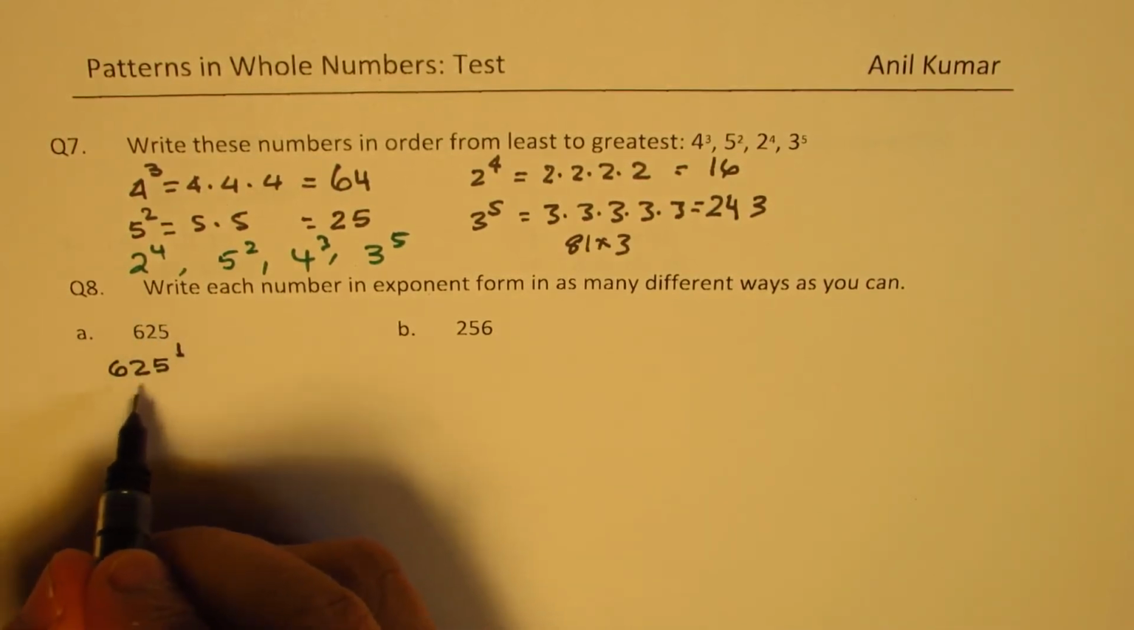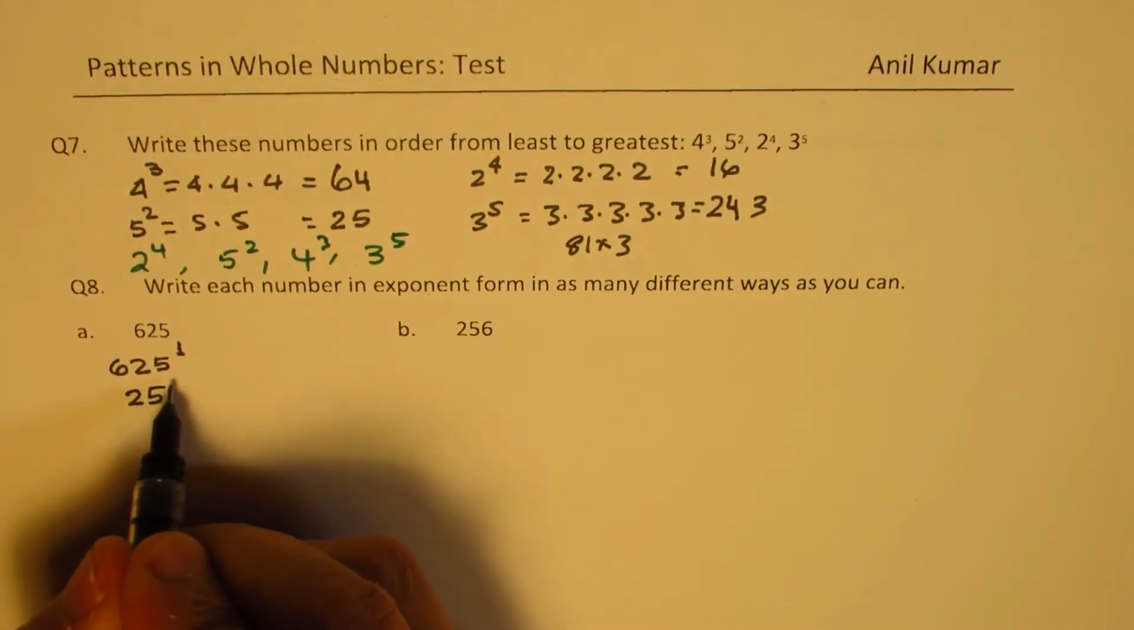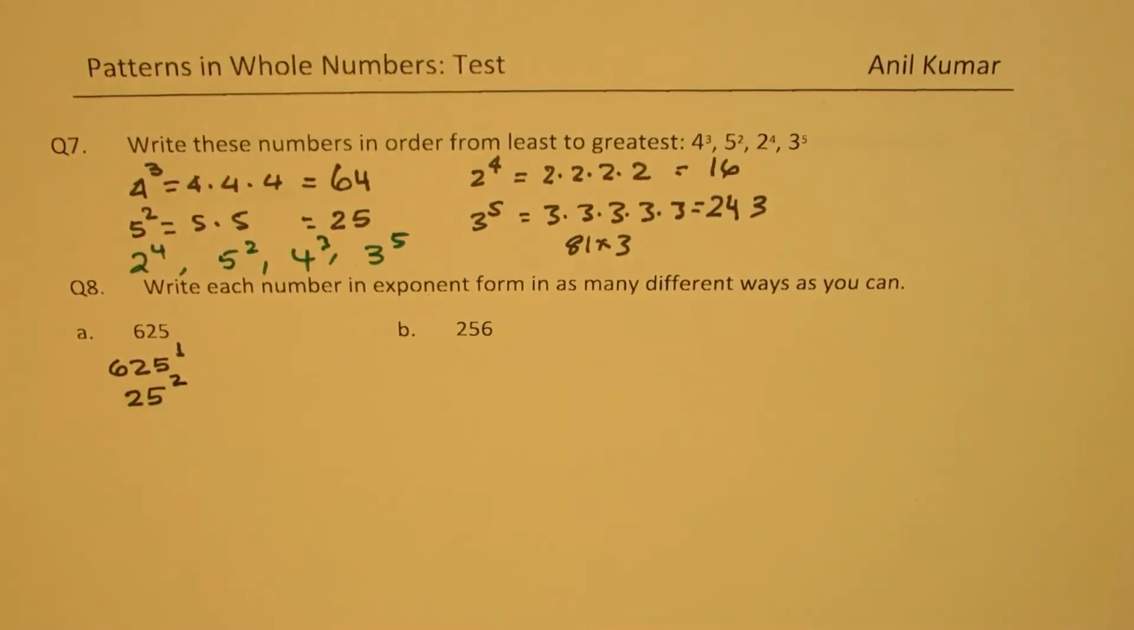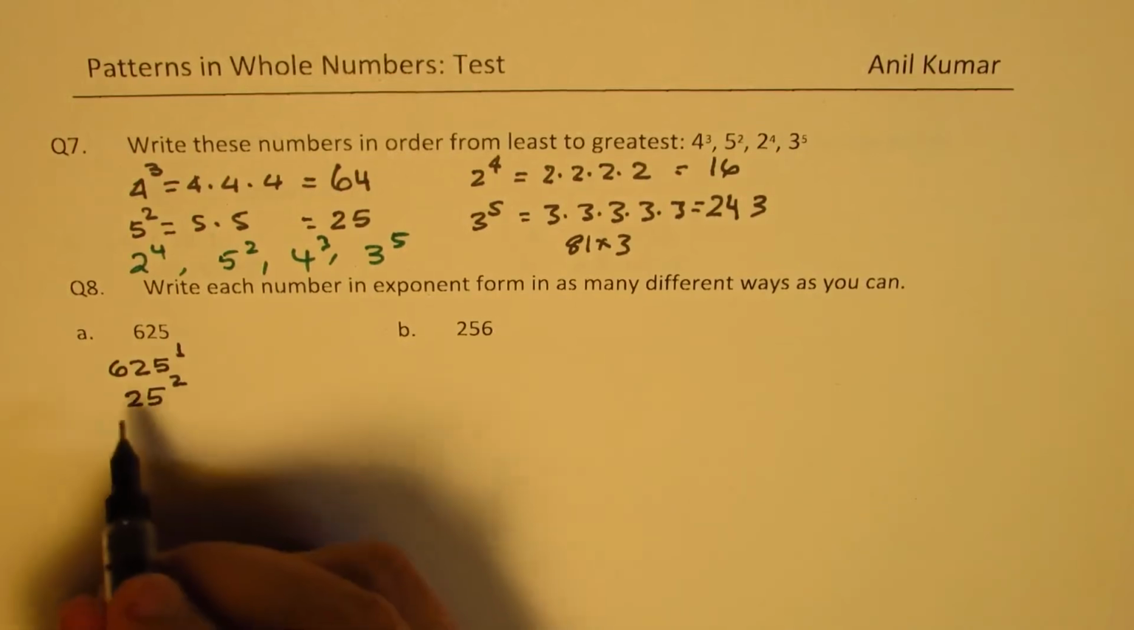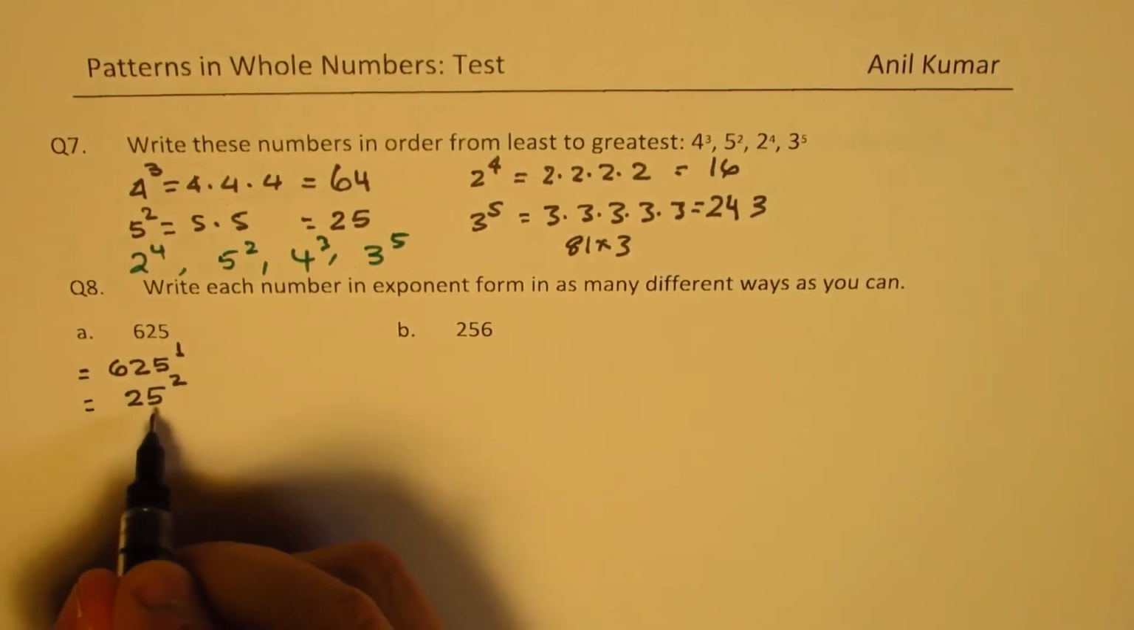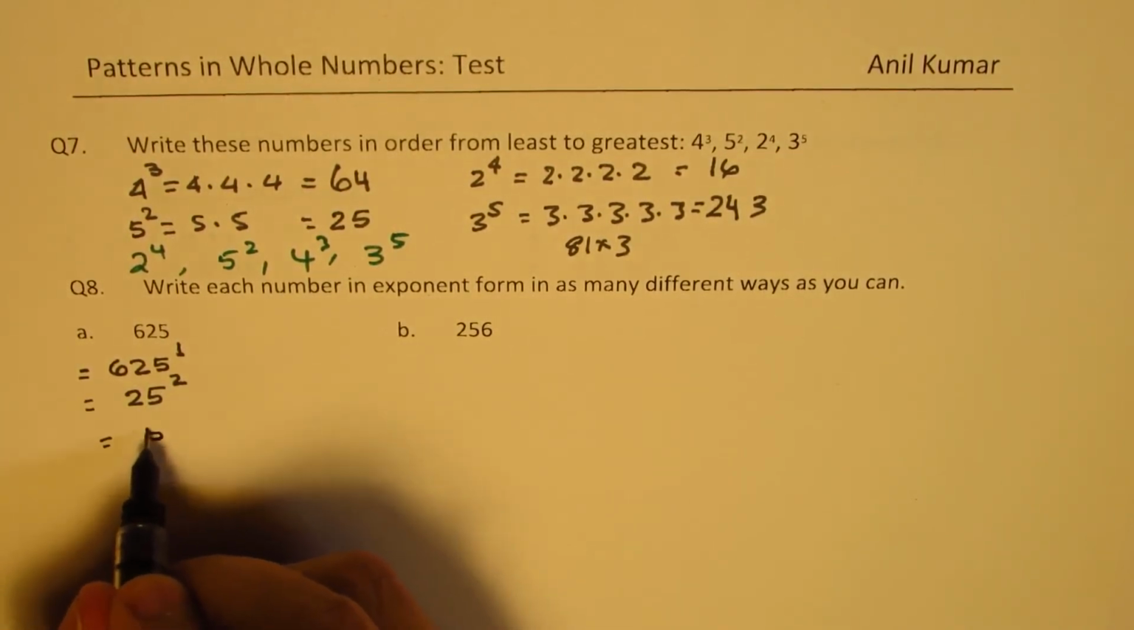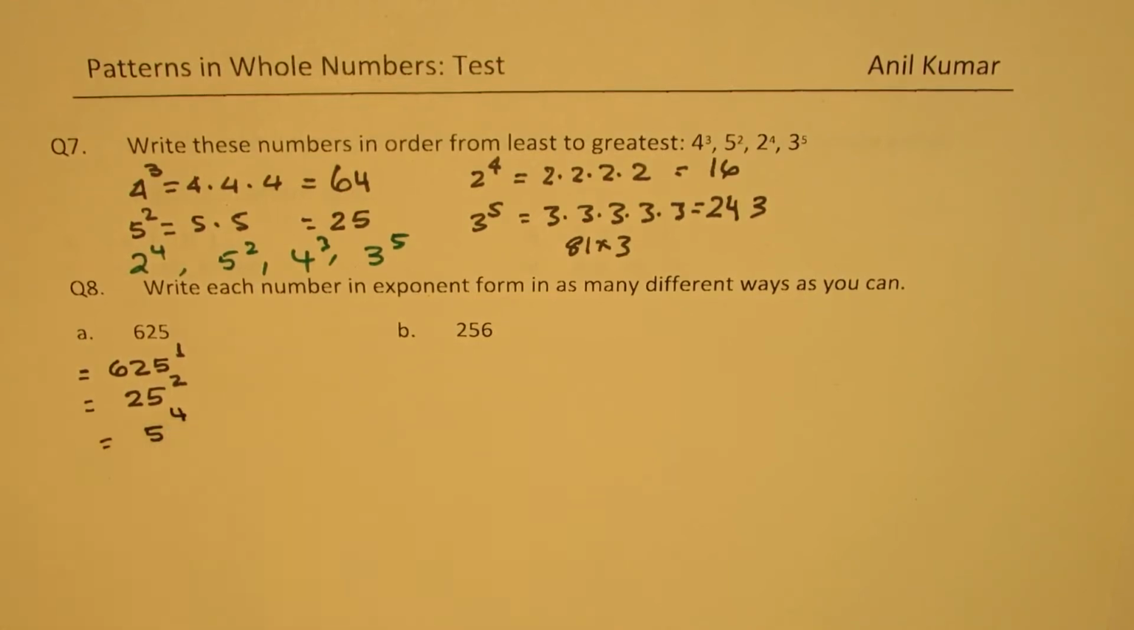Square root of 625 is 25. So we can write 25 square. Now 25 is 5 square, and therefore we can write this as 5 to the power of 4. Perfect. So that is how you could systematically get to the square root of 625. So I hope that is clear.